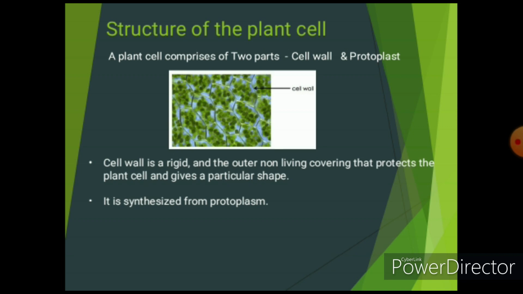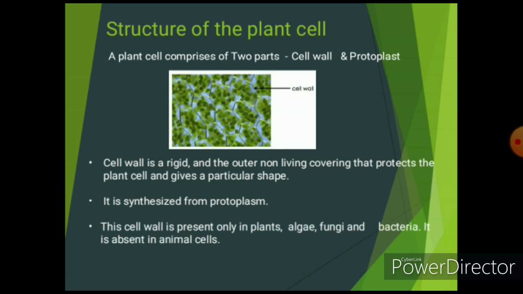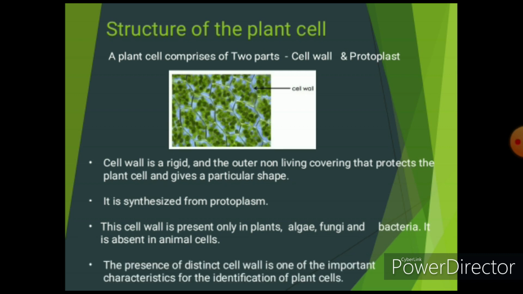This cell wall is present only in plants, algae, fungi and bacteria. It is absent in animal cells. The presence or absence of the cell wall helps to distinguish plant and animal cells. In plant cells, cell wall is present, whereas in animal cells, cell wall is absent.